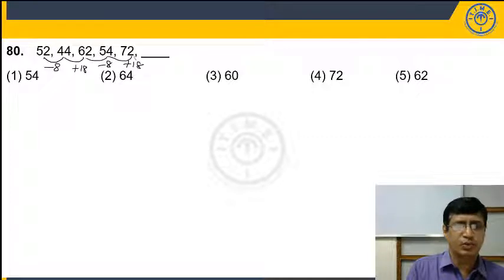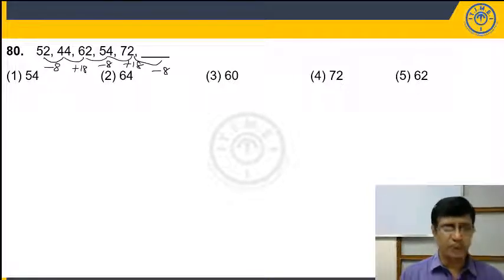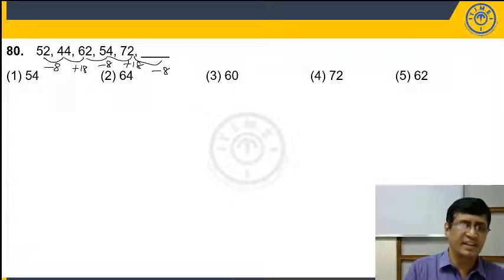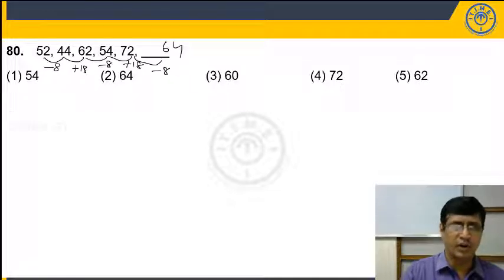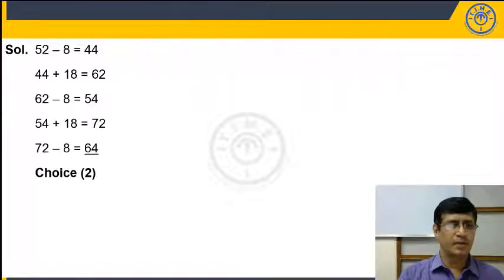The next value you will get after subtracting 8 from 72. So 72 minus 8 is 64. So what is the right choice? Option number 2. Second choice is the answer for this example. Now this is a type of solution.